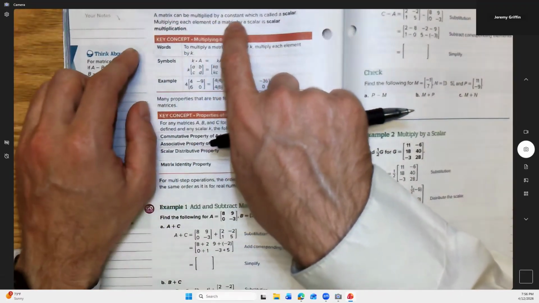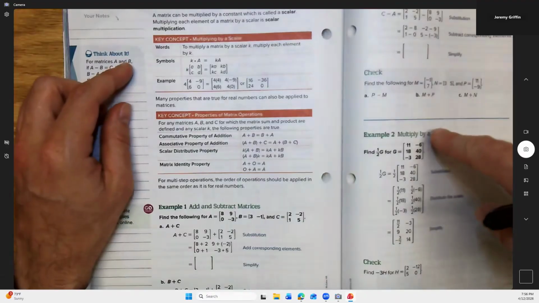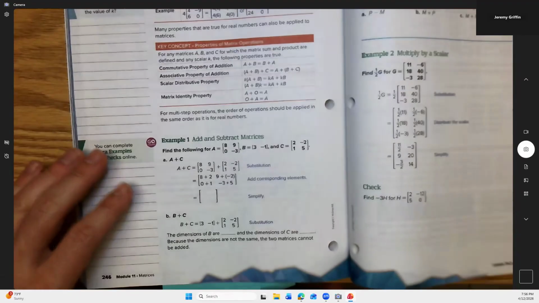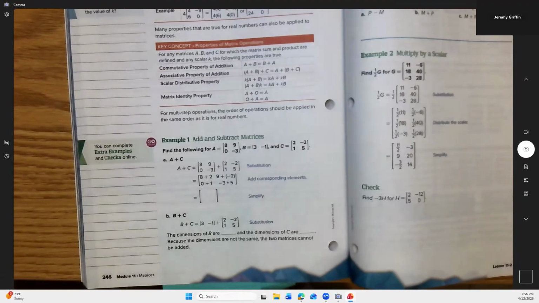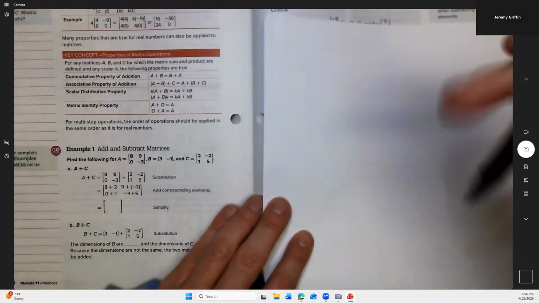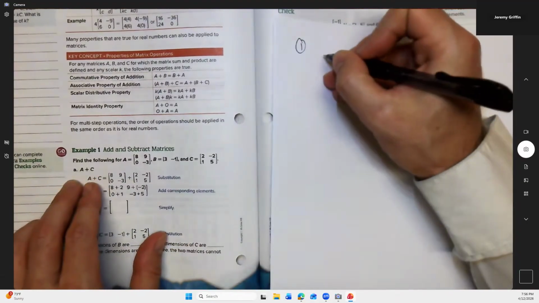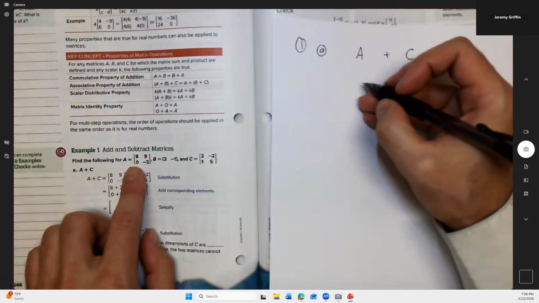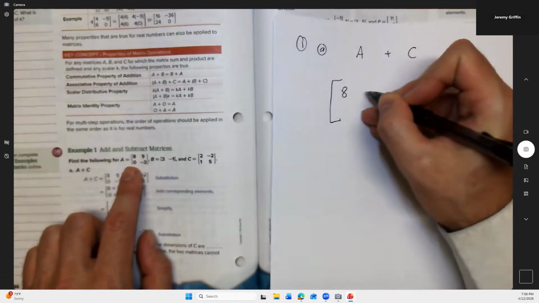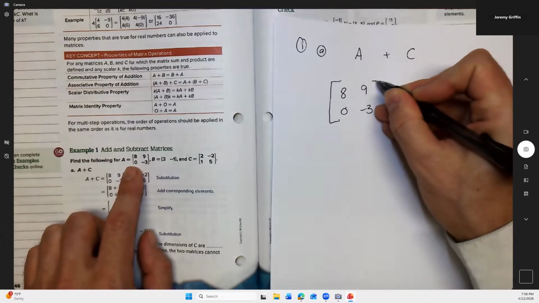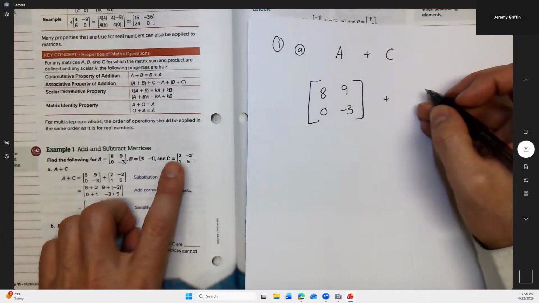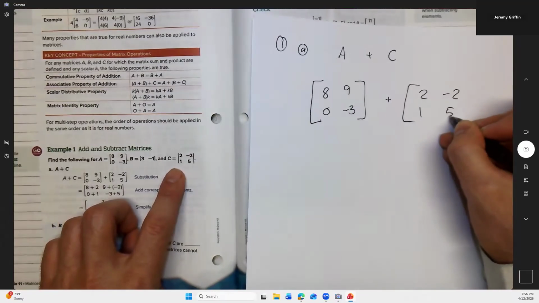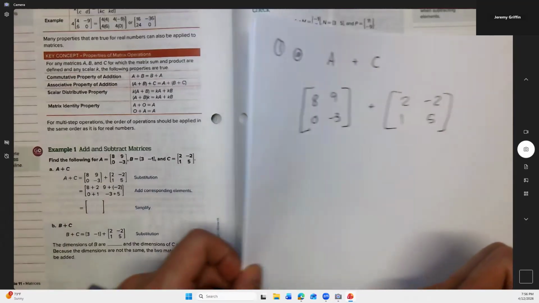A matrix can be multiplied by a constant called a scalar, and we're getting into example 2 down there, scalar multiplication. So let's do example 1, add and subtract matrices. Example 1A: we're doing A plus C, where matrix A is 8, 9, 0, -3, and matrix C is 2, -2, 1, 5. So what's that going to be?